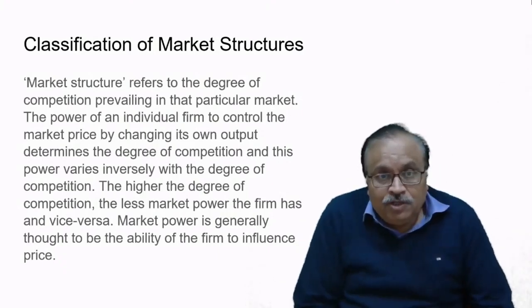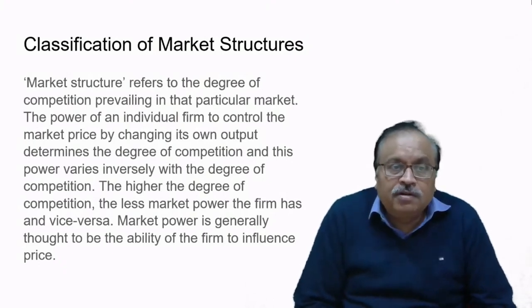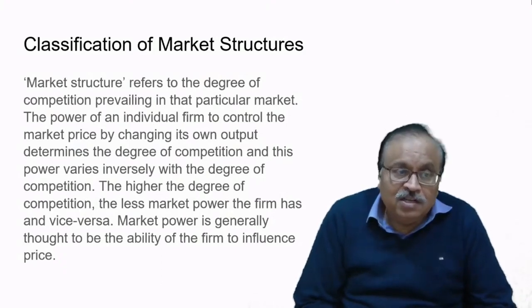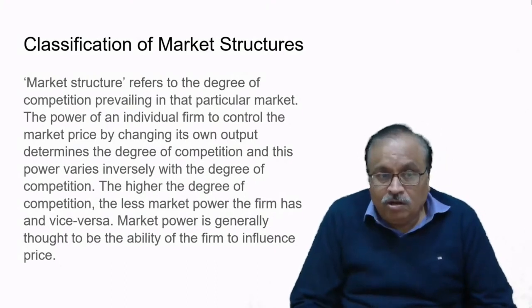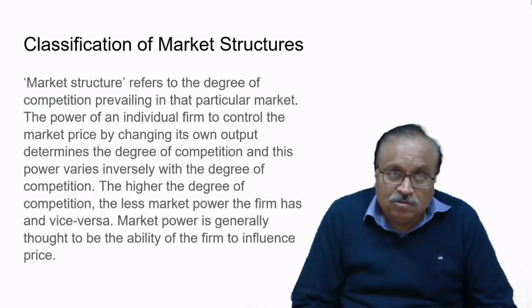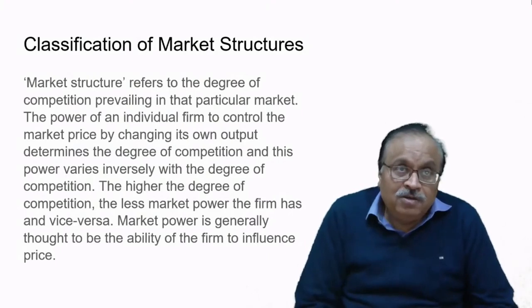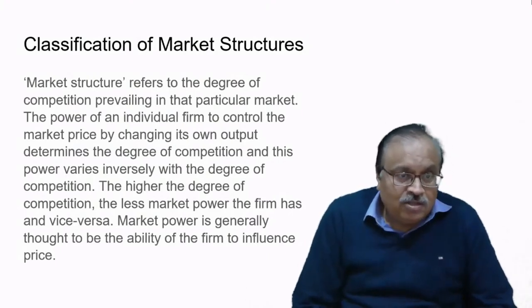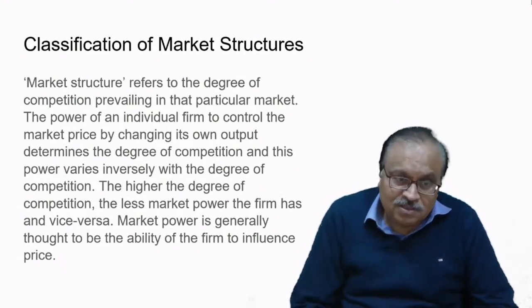The power of an individual firm to control the market price by changing its own output determines the degree of competition, and this power varies inversely with the degree of competition. So if the degree of competition is more, the price will be determined by the market. If the degree of competition is less, the price will be determined by the firm which is selling the product. So the higher the degree of competition, the less market power the firm has, and vice versa.